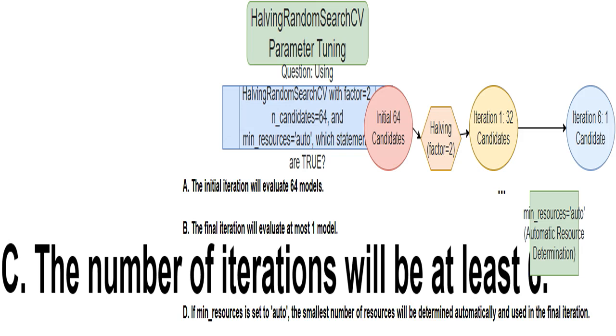HalvingRandomSearchCV iteratively halves the number of candidate models. The formula for calculating the number of iterations is ceil(log n_candidates / log factor), which is ceil(log 64 / log 2) equals ceil(6/1) equals 6. So yes, there will be at least 6 iterations.